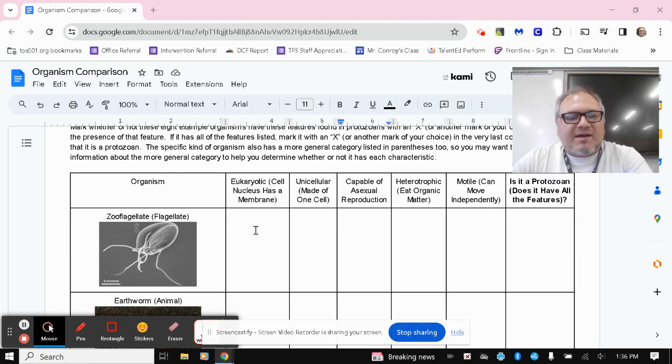So for each one of these, you're going to basically be determining the same set of characteristics, and you can mark it with an X or some other mark of your choice if it does have that characteristic, or just leave it blank if it does not have that characteristic. The very last column just says, is it a protozoan? Does it have all the features?